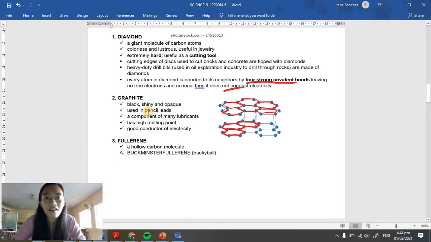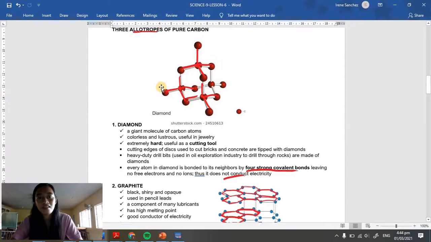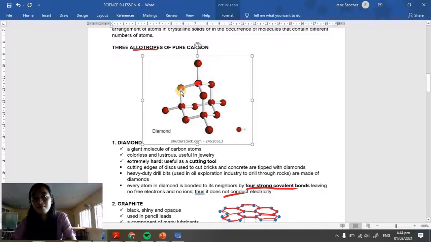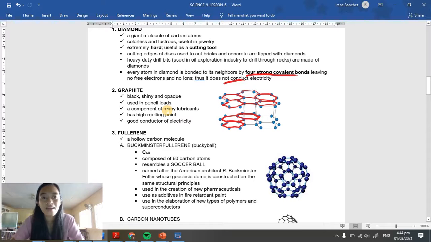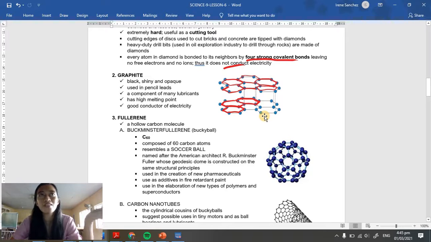Next, graphite. Graphite is black, shiny, and opaque. Okay, graphite. In your pencil, the lead is called graphite. The lead of a pencil is graphite. Black and shiny and opaque, used in pencil lead and a component of many lubricants, and has a high melting point, good conductor of electricity. It is still a repeating pattern. Crystalline still.